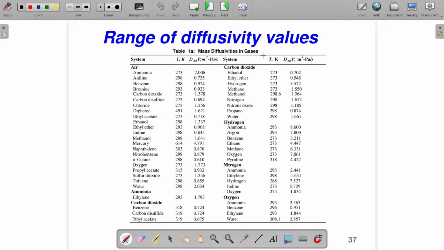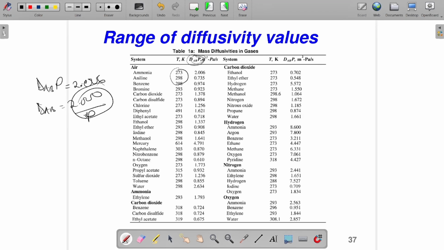Then this is the range of diffusivity values. From here you can see that the diffusivity, at a certain temperature, is being multiplied by what? The pressure. So when you report it, it is the D_AB times P, let's say 0.006. If I want to get the D_AB, it's that value divided by what? The pressure, which is the total pressure in the system that we are considering.